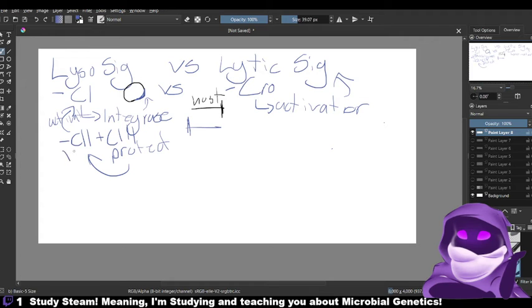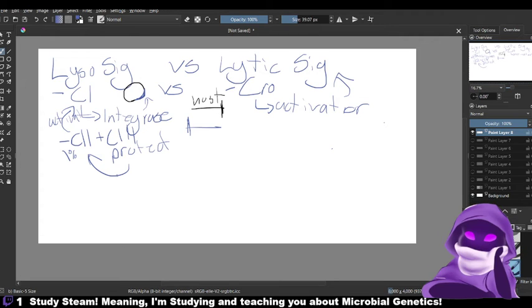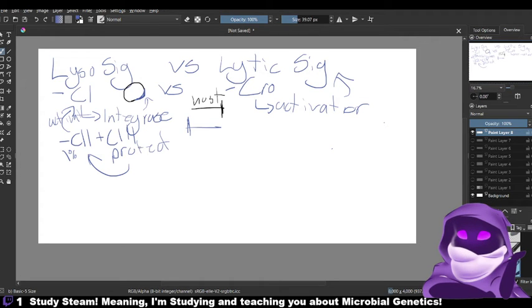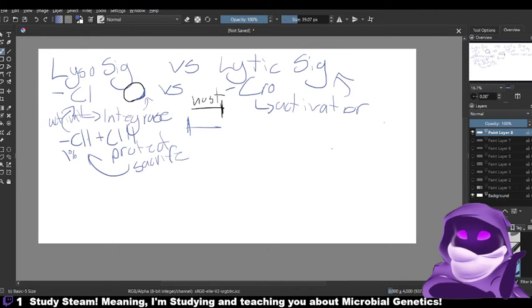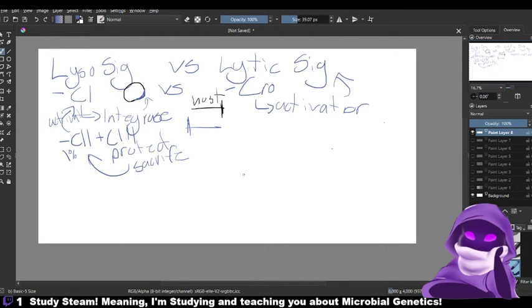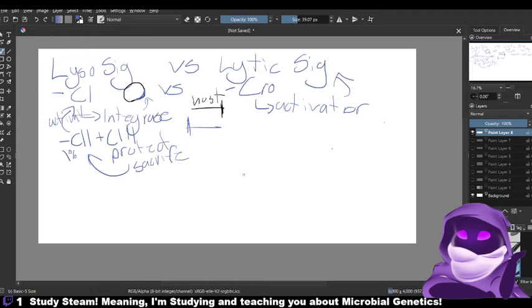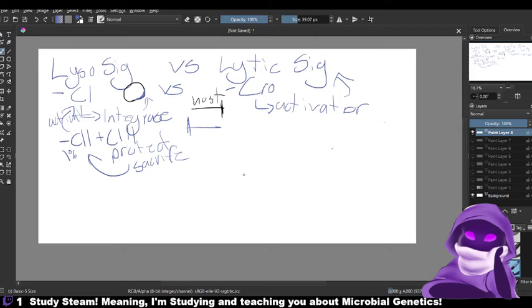So this is the 1% rule. If there is 1% CII being made, then you can go into CI and make your integrases. So the whole reason that he is so important is he is a sacrifice protector. Sacrifice. CIII looks a lot like CII. So when the lytic phage is making things to degrade CII, instead, it's called FtsH. Who is this? The thing that degrades CII is a host immune response.